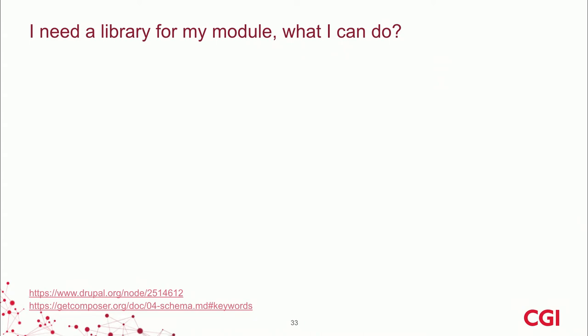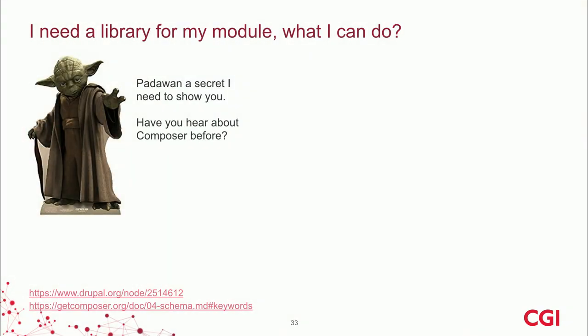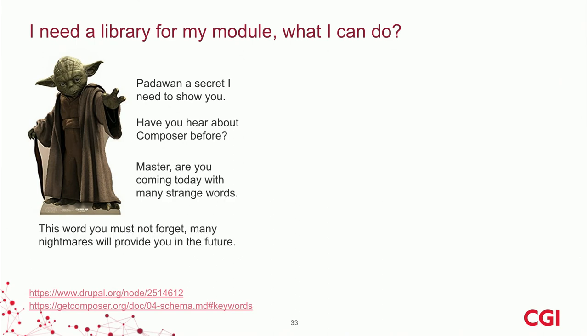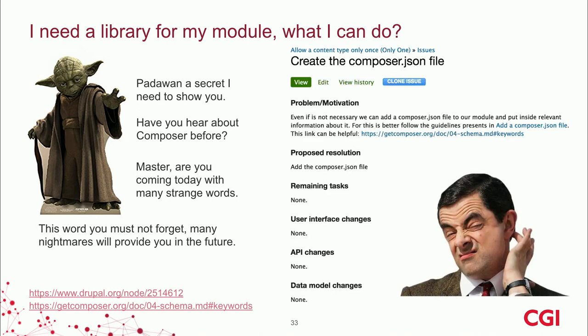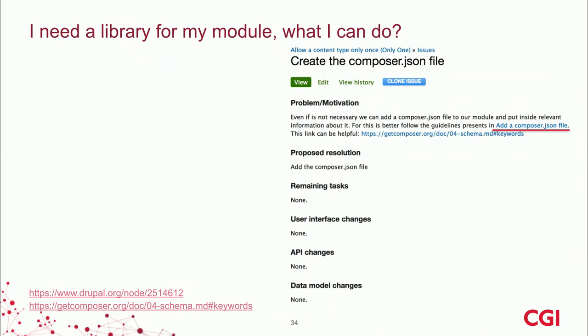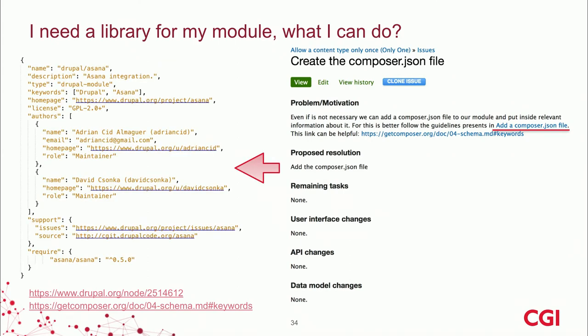There is another common issue that you can have in your project. If you need a library, usually we use Composer. Even if it's not mandatory to have a composer.json file in your project, it's a good practice to include one. So here you have another common issue that you can use: create a composer.json file. And here we have the example.